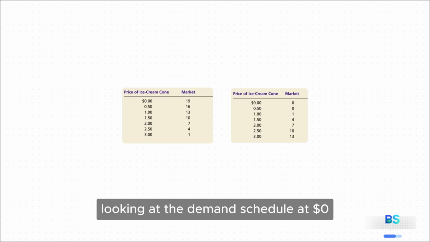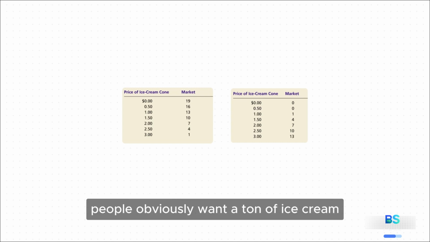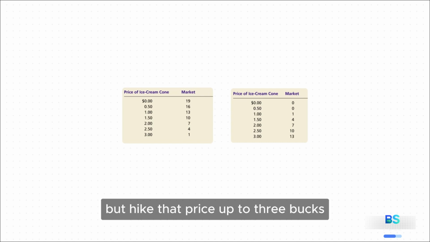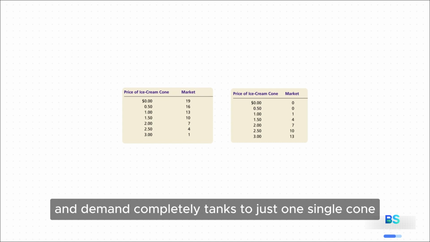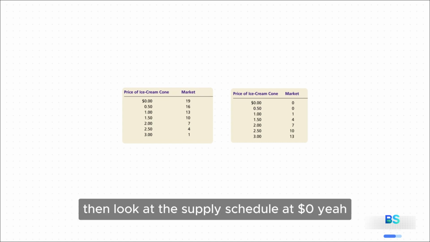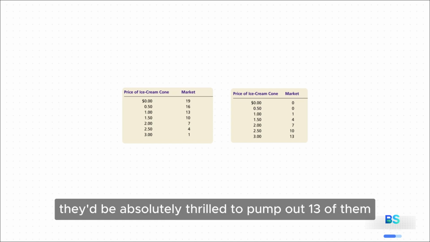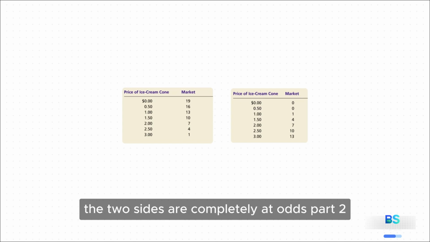Looking at the demand schedule, at $0, people obviously want a ton of ice cream, 19 cones to be exact. But hike that price up to $3 and demand completely tanks to just one single cone. Then, look at the supply schedule. At $0, yeah, the supplier isn't making a single cone. But at $3, they'd be absolutely thrilled to pump out 13 of them. The two sides are completely at odds.